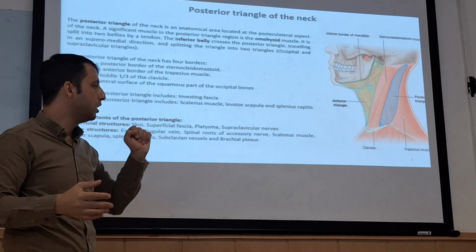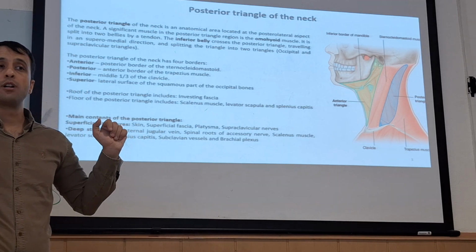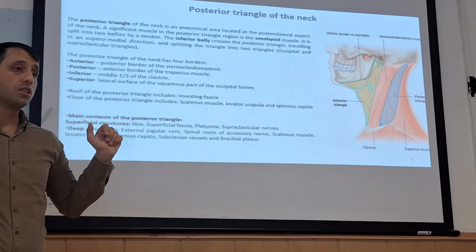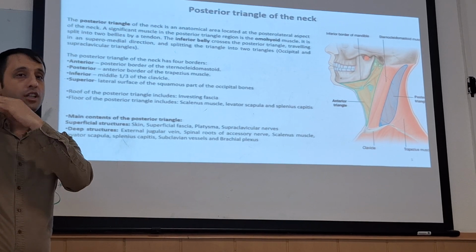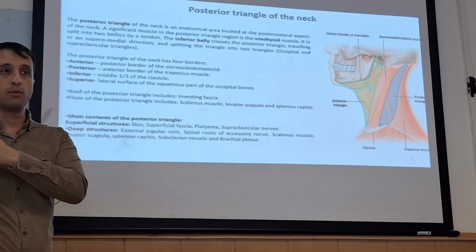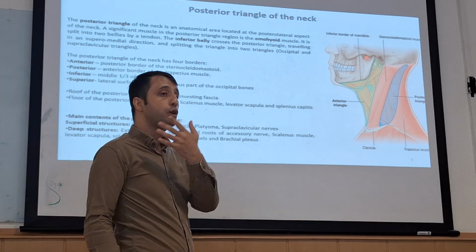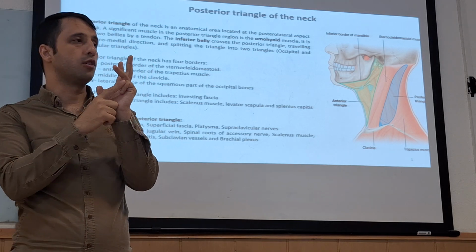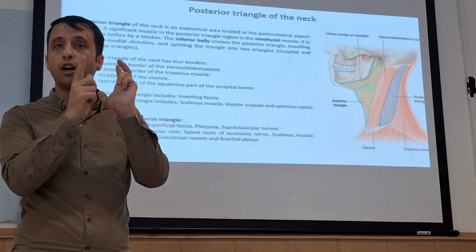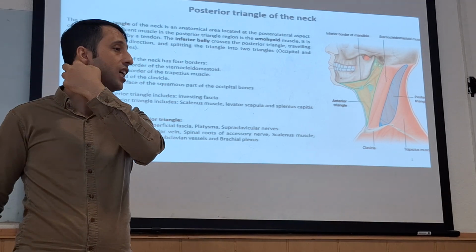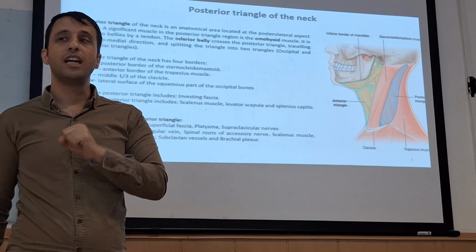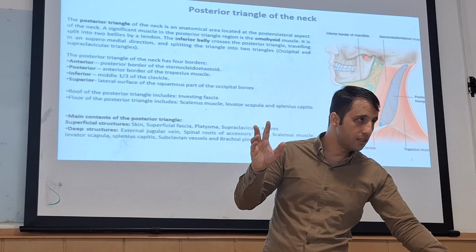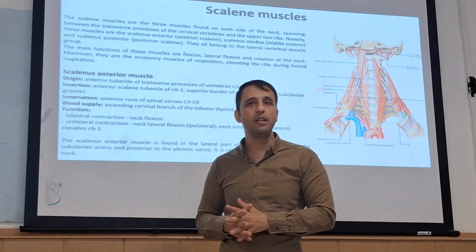Another structure in the posterior triangle, you know that we have the brachial plexus. Yes? The brachial plexus has two parts: supraclavicular part and infraclavicular part. The supraclavicular part, which are the roots and the trunks of the brachial plexus, is located in the posterior triangle of the neck. And you studied the brachial plexus, yes? So, who can explain the brachial plexus?